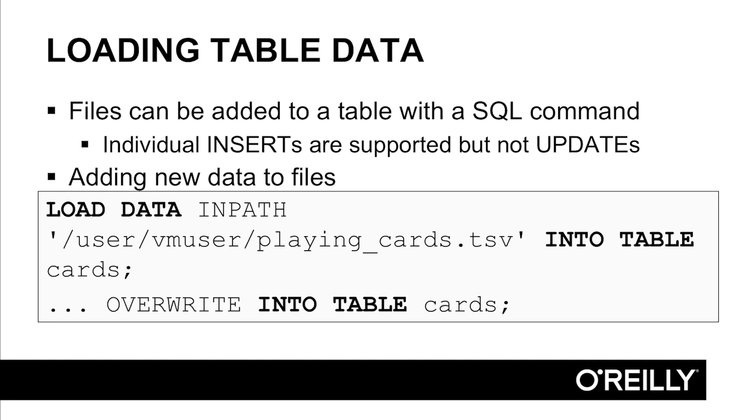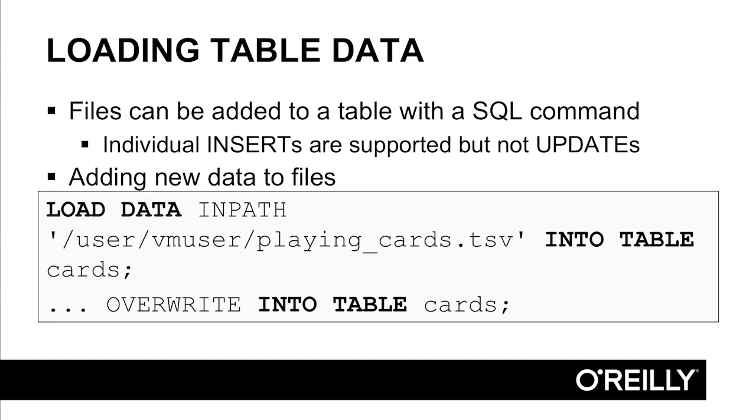So here's the command in order to add new files. What we do is we do load data inpath, and then the path in HDFS where that exists. In this case, the file exists in /user/vm_user/playingcards.tsv, into table, and then the table name cards. What that's going to do is it's going to copy that file from that path in HDFS into where the table exists, and it's going to expect that there. But it's not going to erase any previous data. If there's already data or files in there, it will just add to that.